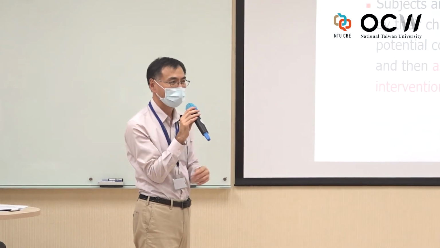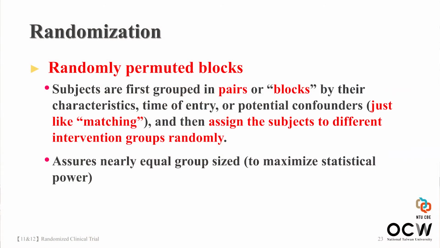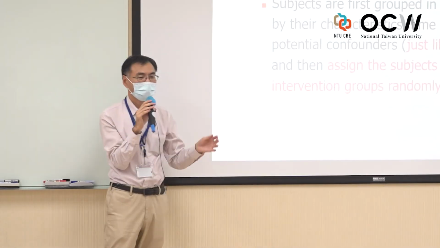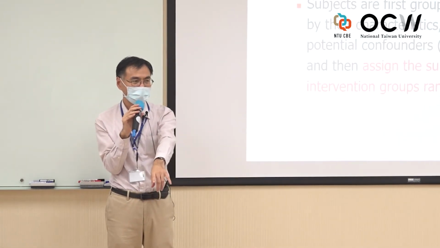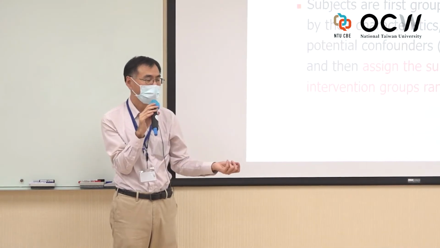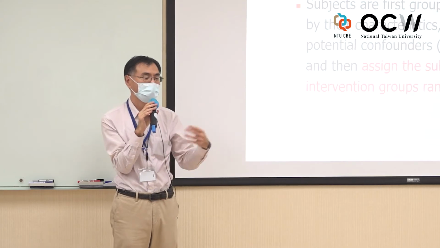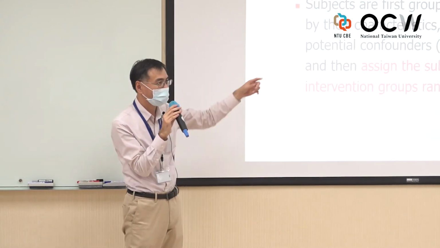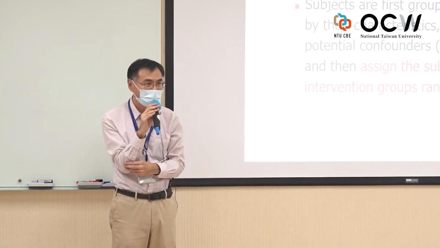Okay, and then you perform the randomization. It could be by time of entry, just the closest one with exactly the same characteristics, with exactly the same potential confounders. So it's just like matching, right? But you assign the subjects to different intervention groups randomly. So if you ask one to do the lucky draw, the other one will be decided at the same time, right? If even is for treatment, for example, odd would be for placebo. And the other one in the pair would be automatically assigned to the other group, right?